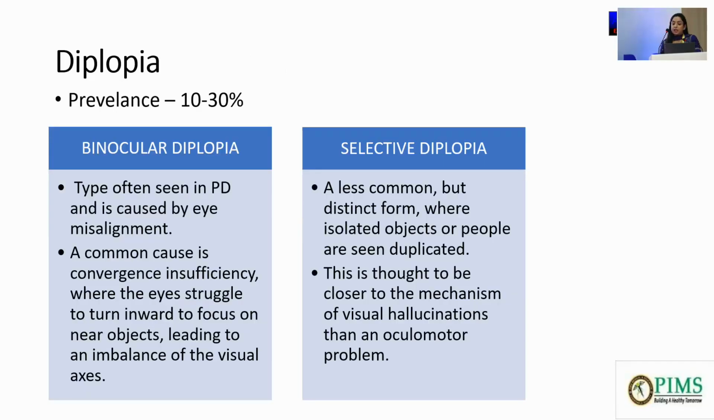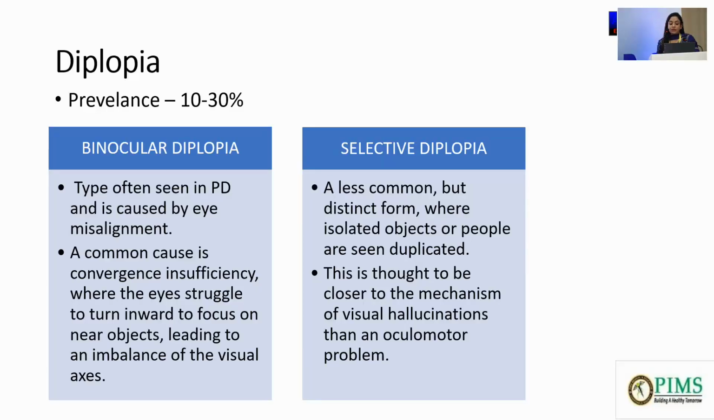So diplopia, the prevalence is 10 to 30%, and it is majorly categorized into binocular diplopia or selective diplopia, which is a specific type seen in Parkinson patient. So the binocular diplopia is often seen and is caused by eye misalignment. Common cause of binocular diplopia is convergence insufficiency, where the eyes struggle to turn inwards to focus on near objects, leading to an imbalance of the visual axis.